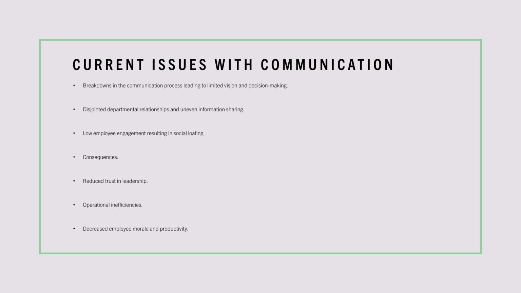For example, in a previous job, I saw how poor communication during project planning led to duplicated efforts and missed deadlines, and disjointed departmental relationships and uneven information sharing. For example, I can give a scenario where one team updates a document but doesn't inform others, leading to an outdated strategy. Let's come to the third point, which is low employee engagement resulting in social loafing.